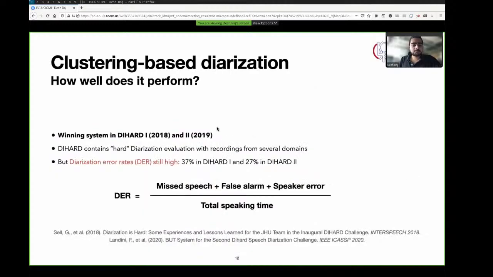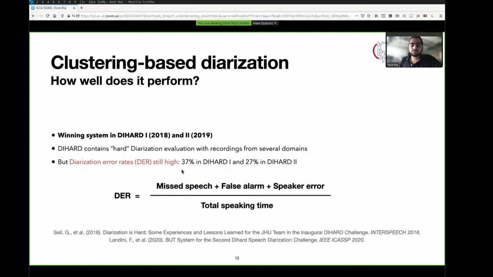Of course, how well does it do? Well, it doesn't do very badly, but it has been found recently. So there was this series of challenges called DIHARD, which refers to hard diarization problems, where the recordings are obtained from several domains. And such a clustering-based diarization system was found to obtain around 37% DER in DIHARD 1 and 27% in DIHARD 2. And DER here is computed by taking the total duration which is wrongly attributed.